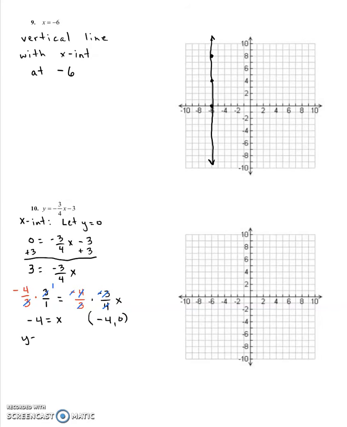Okay, let's do the y-intercept. For the y-intercept, we let x be 0. And we have y equals negative 3/4 times 0 minus 3. And so y just equals negative 3. So our y-intercept is at (0, negative 3). So graphing our points, (negative 4, 0) and (0, negative 3), and then we connect the dots.